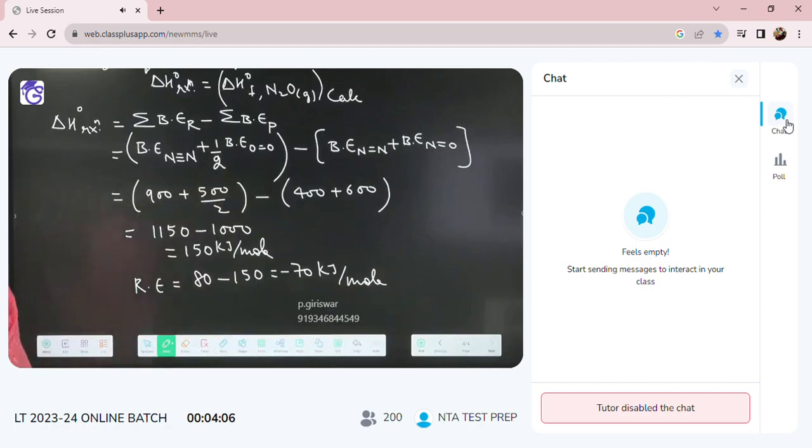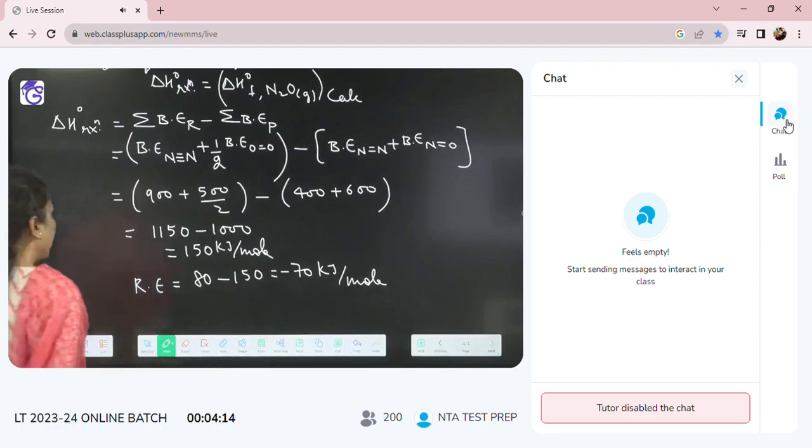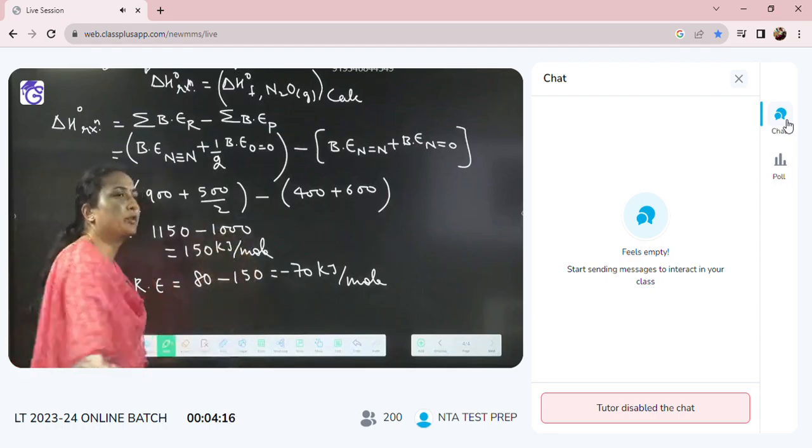Yes. Sai Ganesh also correct. Smriti, somewhere you have gone wrong. Check it out. Some silly mistake you have made. Maybe some values you have swapped here and there.